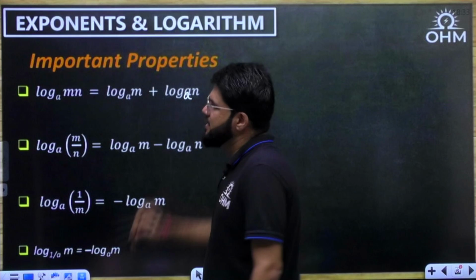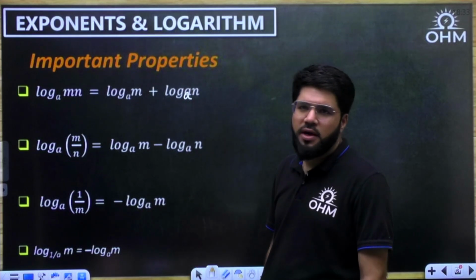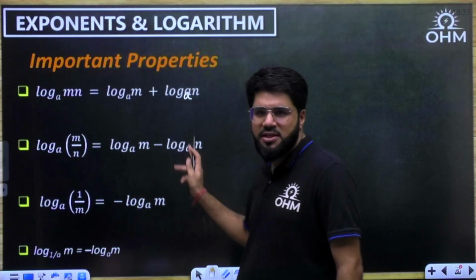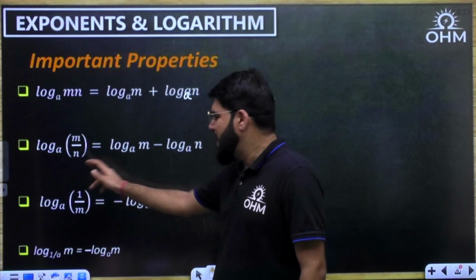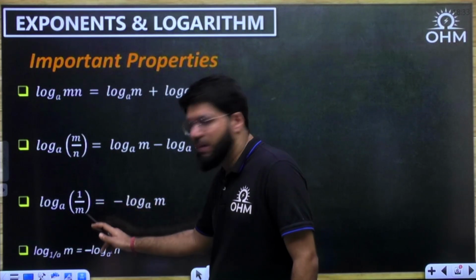This is what is base a. Okay, so log of mn is log m plus log n. Log of m by n is log m minus log n. Okay, subtraction will happen. Log of 1 by n. So what will be log of 1 by m by the above property? Log 1 minus log m.